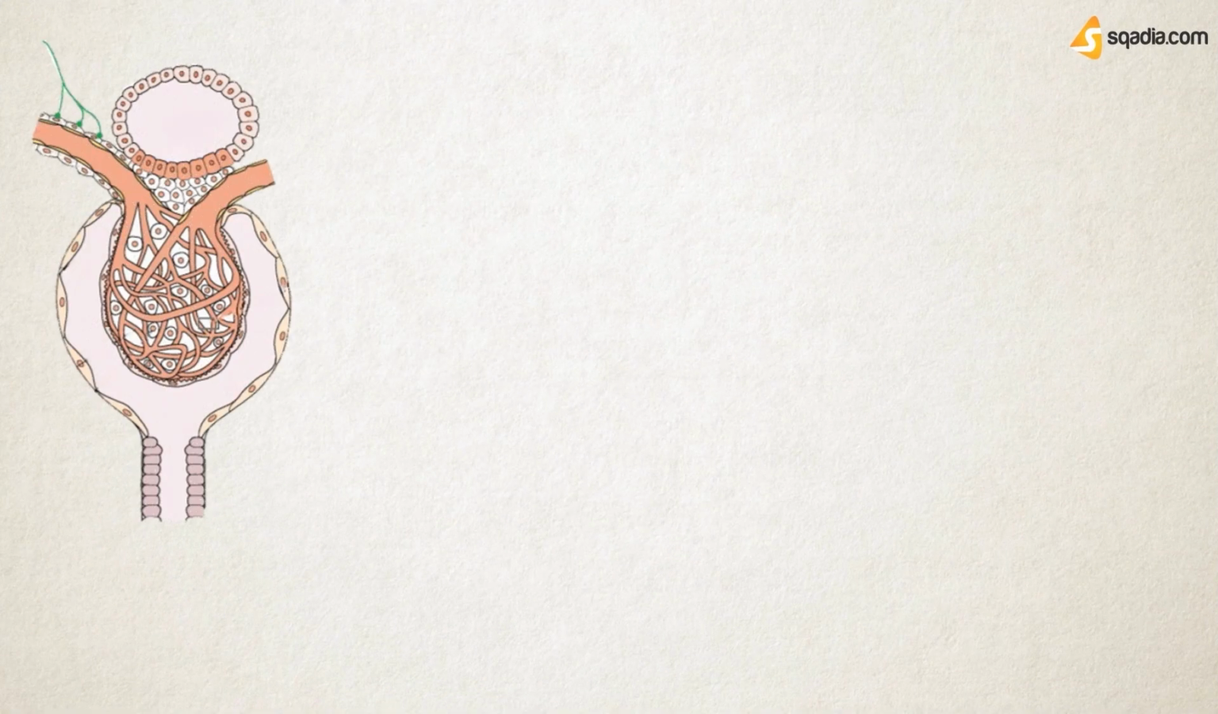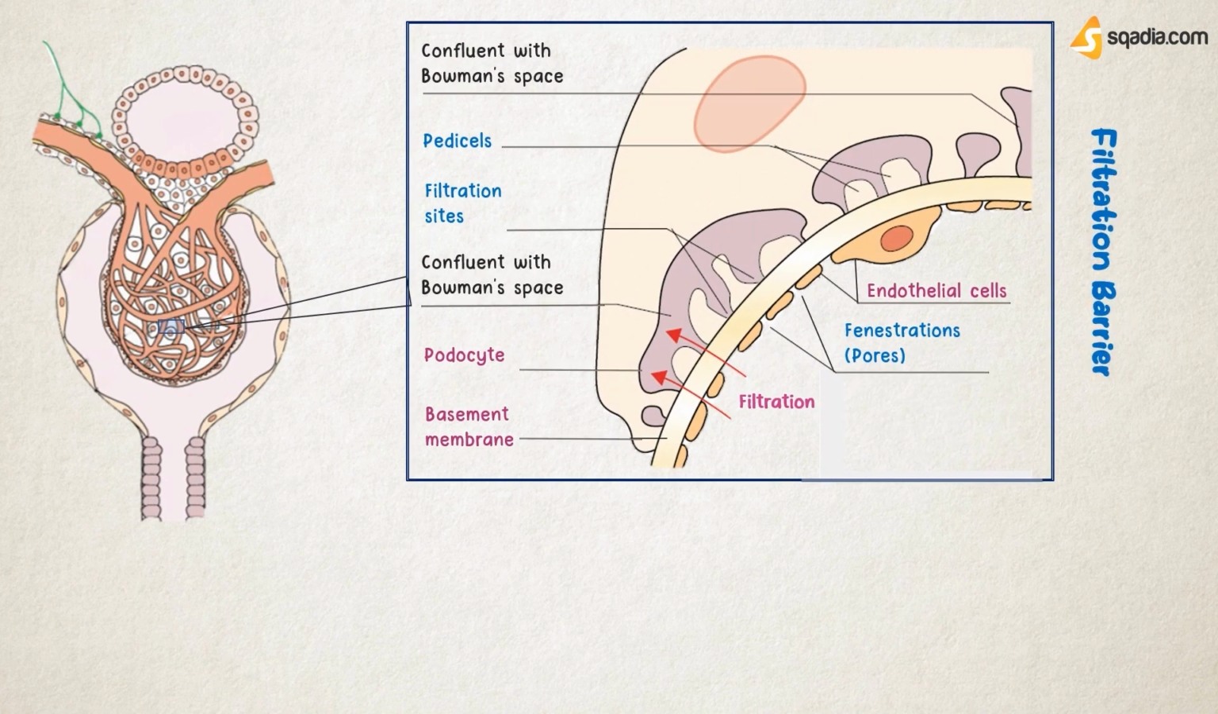Let's have a look at the diagram of the glomerular capillary membrane. This is the filtration barrier, which consists of endothelial cells, which are fenestrated, having small fenestrations through which the filtration takes place. This is the basement membrane that is fused to the endothelial cells. These are the podocytes, which are modified epithelial cells. And these podocytes have foot-like processes called pedicels, and these pedicels also have filtration slits in between them.